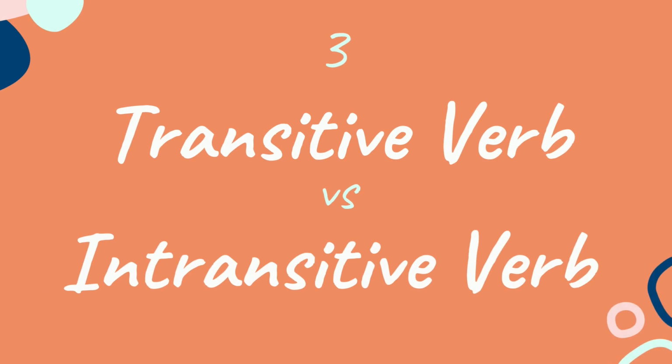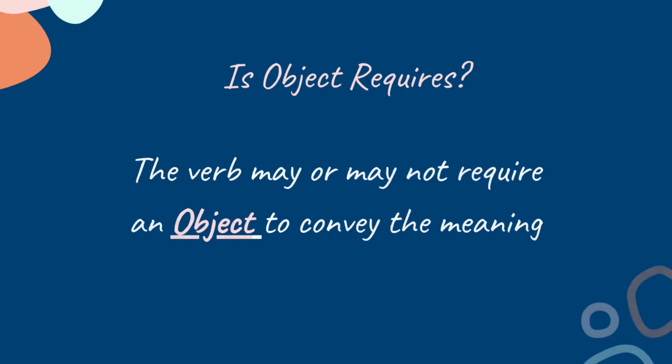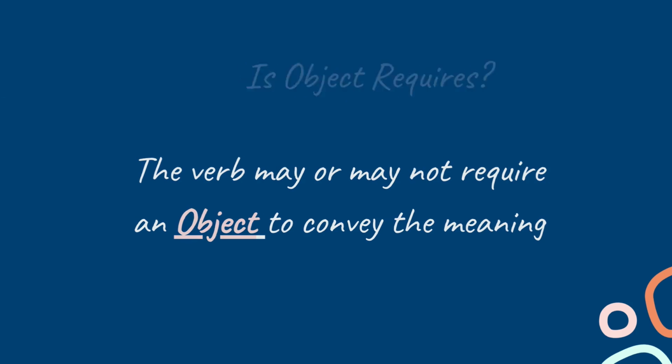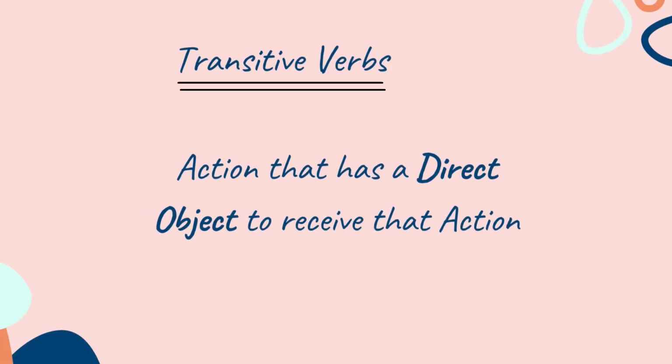Number 3, transitive verb versus intransitive verb. One of the ways verbs are classified in any sentence is whether an object is required when the verb is used in the sentence. The verb may or may not require an object to convey the meaning. Based on that, it may be categorized. Let's learn the two types now.